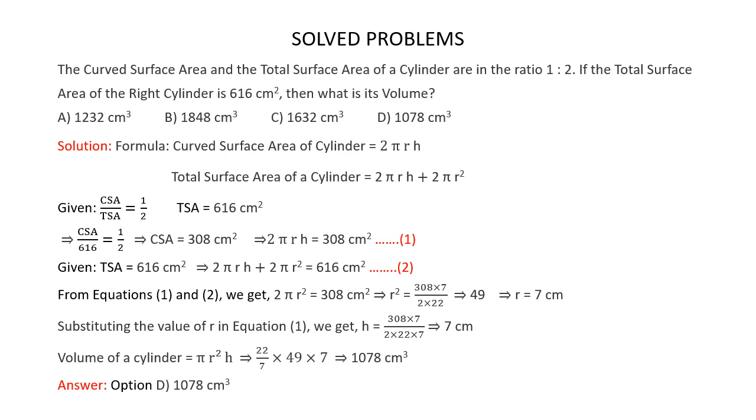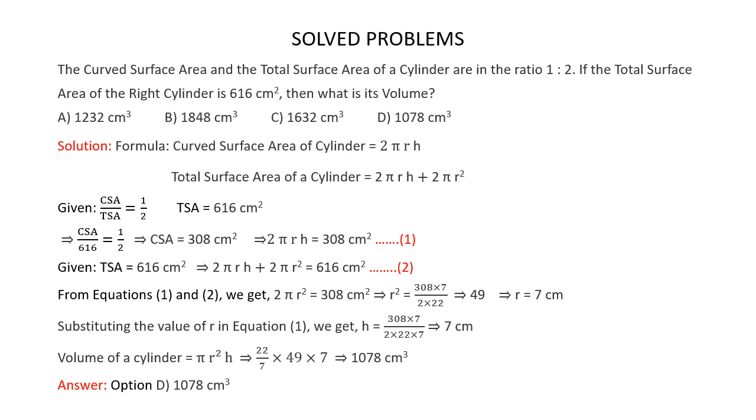Now we know that volume of a cylinder is equal to pi r squared h. We know the value of pi is 22 by 7. So if we know the value of r and h, then we can easily calculate the volume of the cylinder.